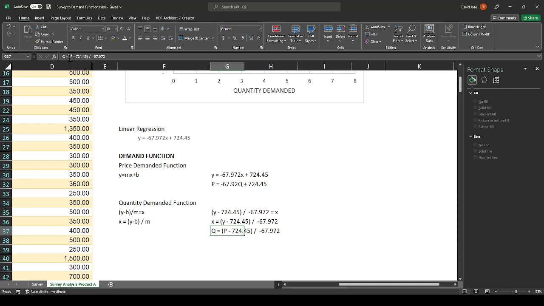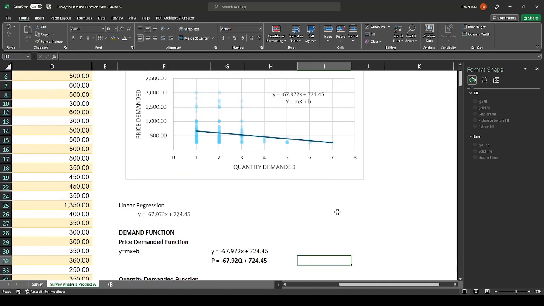You may be wondering, sir, why is p positive? Yes, because this is negative. So if we're going to divide the numerator by the negative to cancel the negative in the denominator, it will become minus p, and this will be plus. And of course, you can change that into b minus p divided by m. There we have it. Much better. So whichever you like, they're both the same. It just so happens one is the quantity demanded function and one is the price demanded function.